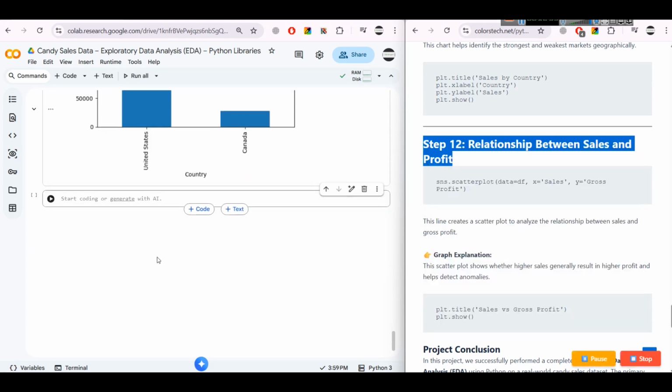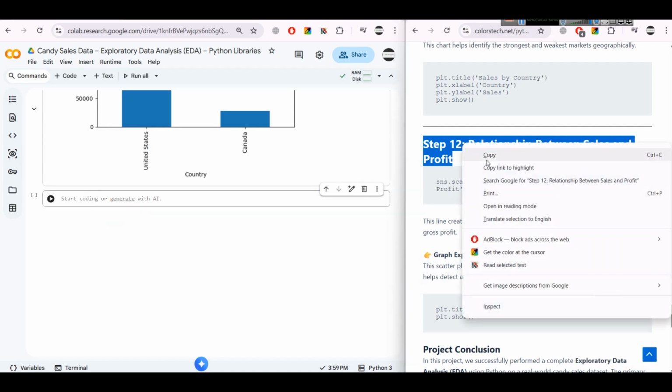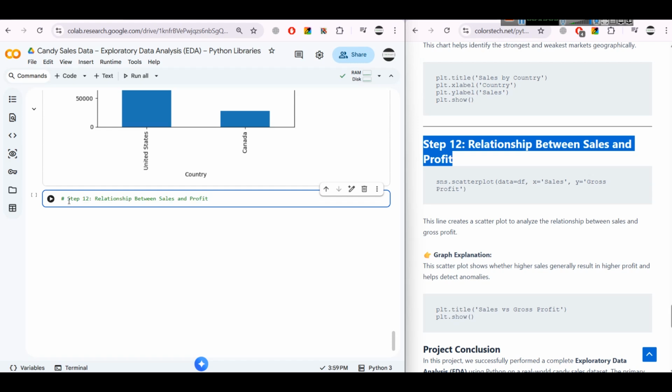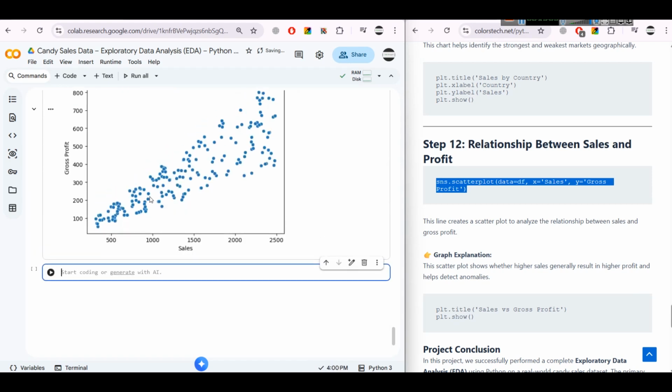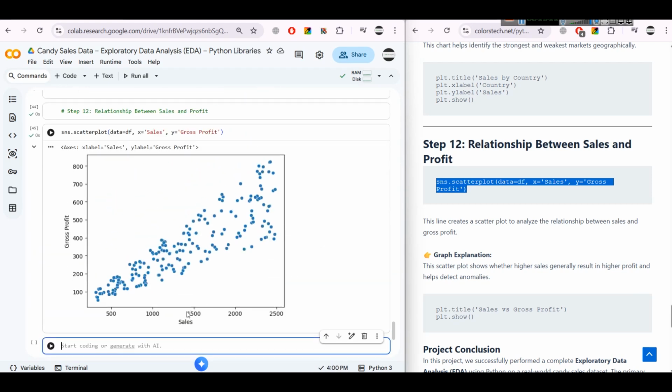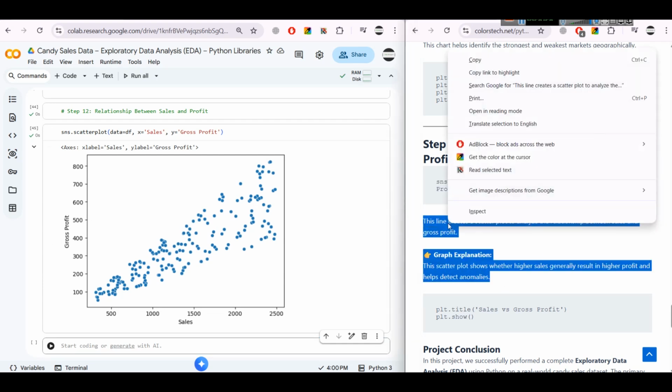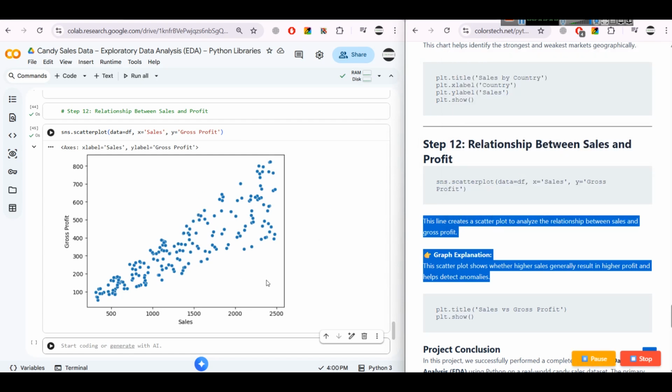Step 12. Relationship between sales and profit. This line creates a scatter plot to analyze the relationship between sales and gross profit. Graph explanation. This scatter plot shows whether higher sales generally result in higher profit and helps detect anomalies.